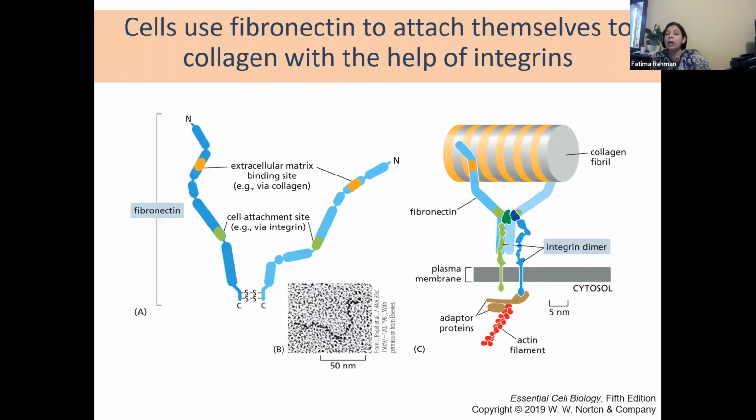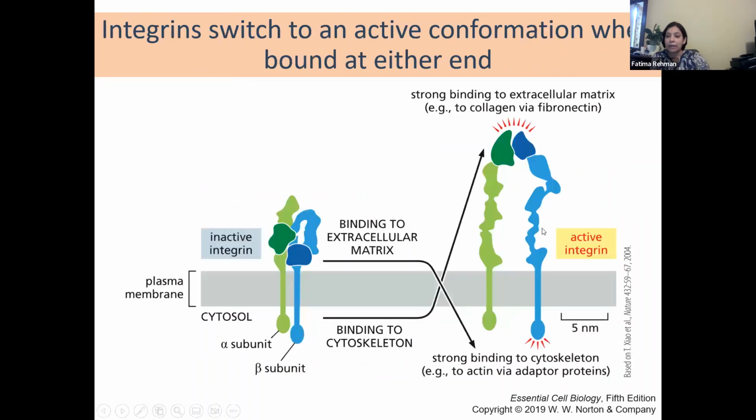It's a secreted protein. And then this protein is going to bind both the cells as well as the collagen on the N terminal. And this is going to keep it very strong binding modality. So these integrins can switch to an active conformation when they're bound at either end. Otherwise, they're going to be switched off. So your inactive integrin is going to be separate, so you'll have your alpha and beta subunits joined together, but they are not going to be in an active form. They don't necessarily bind to the cytoskeletal adapter proteins and the actin.